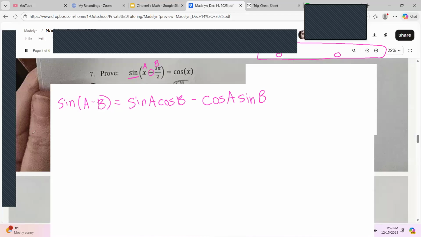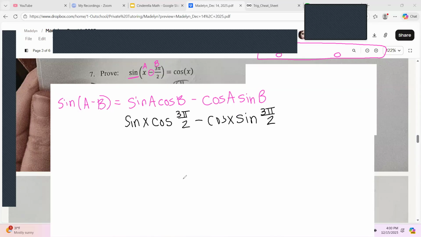All right, but our A is X. Look at our original problem there on the printed sheet. So everywhere we see A, let's put X. So sine X cos B. Our B is 3 pi over 2, minus cos X sine B, so sine 3 pi over 2. Okay, unit circle, 3 pi over 2 is straight down. Right here, this is 3 pi over 2, which is 0, negative 1, cos sine.